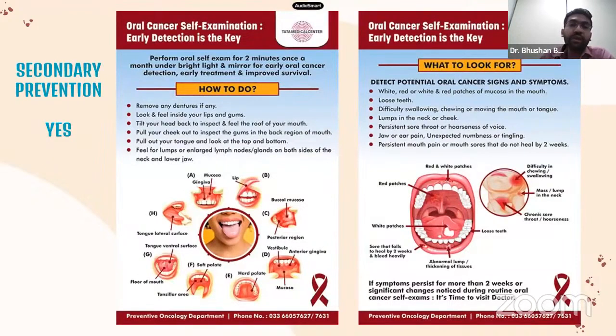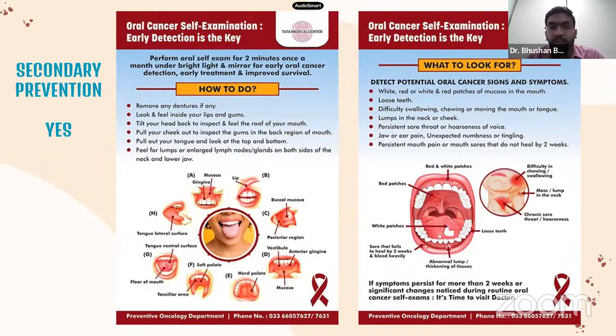So what do you check in this examination? If you have any dentures in your oral cavity, you remove them. You look inside your lips, you see your tongue, you tilt your head back and see the palate or the roof of your mouth. You check all the buccal mucosa, the pink colored structure inside our mouth. You check everything from top to bottom. You feel for any lumps, that is, any swelling in your neck. You feel for any glands in your neck, in your jaw. All this you do once in a month, for 2 minutes in detail, in a bright light with a mirror in front of you.